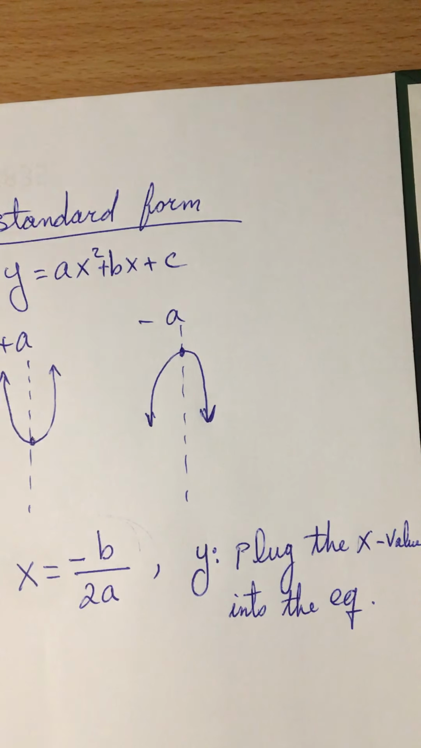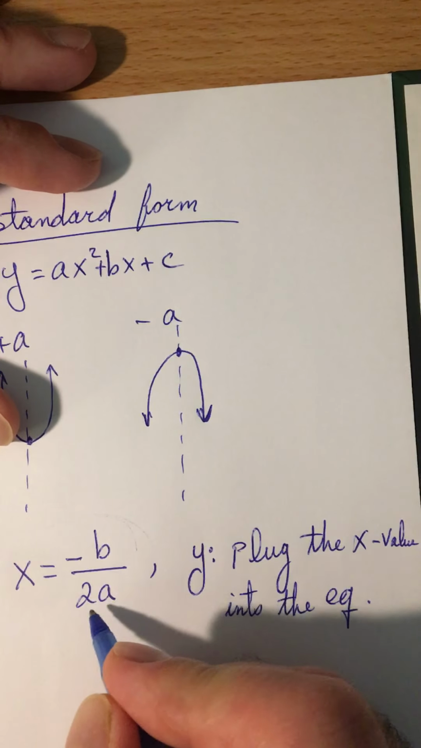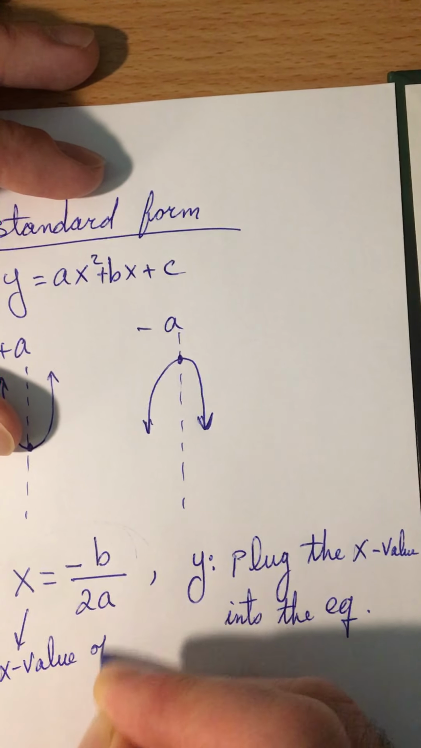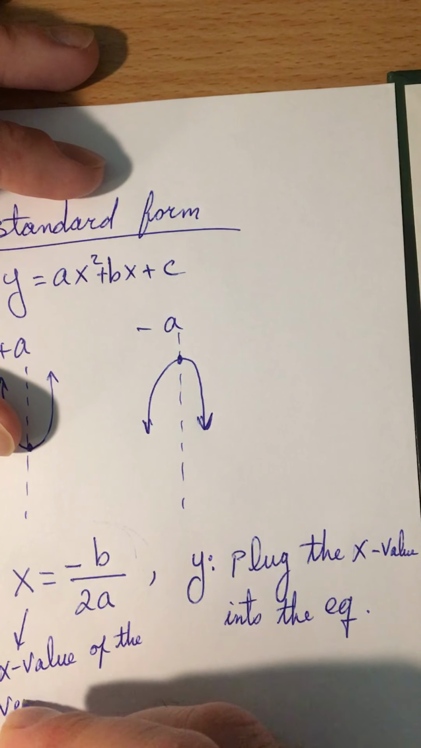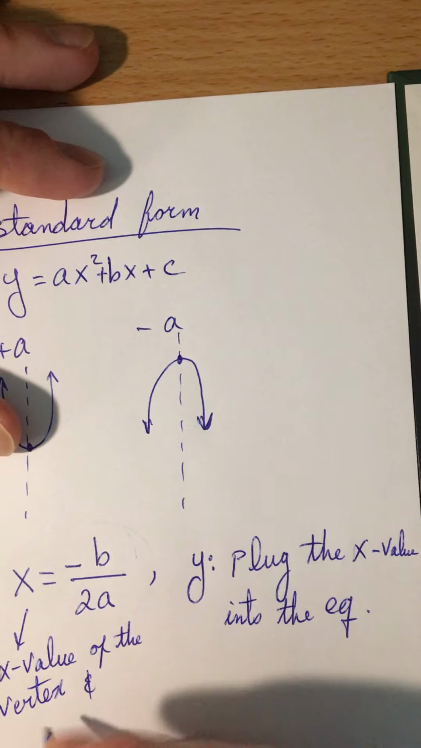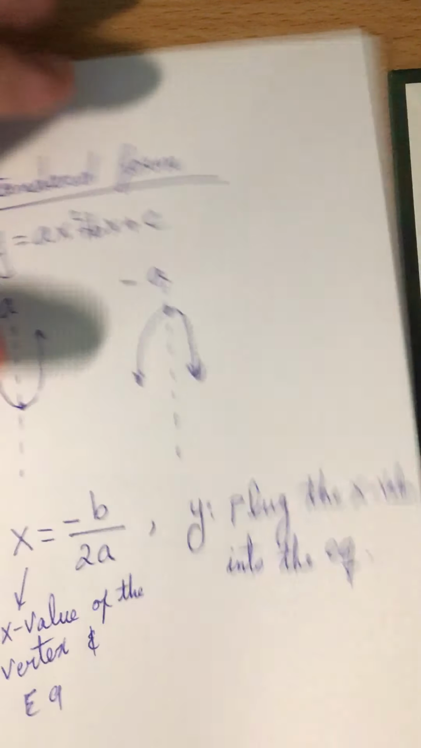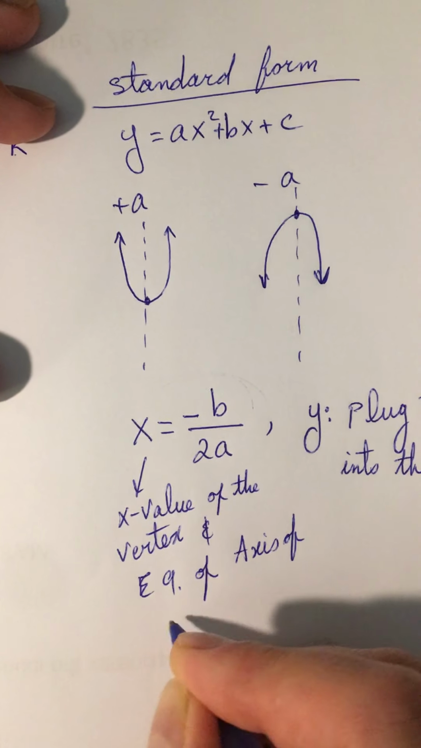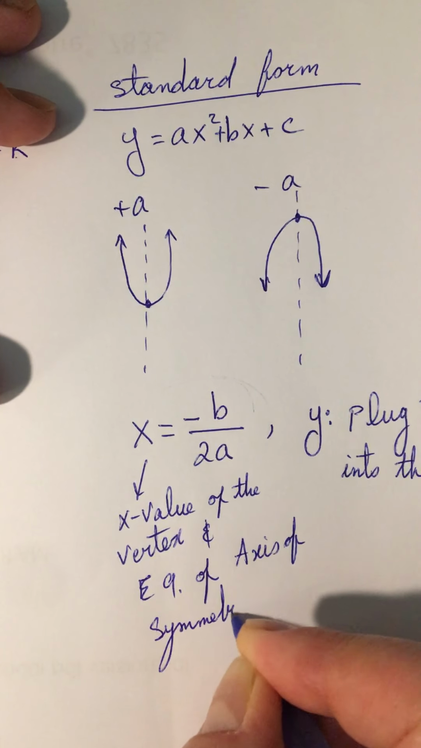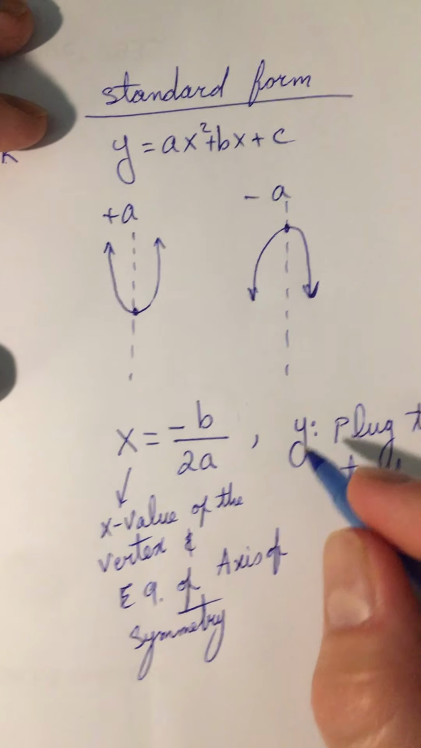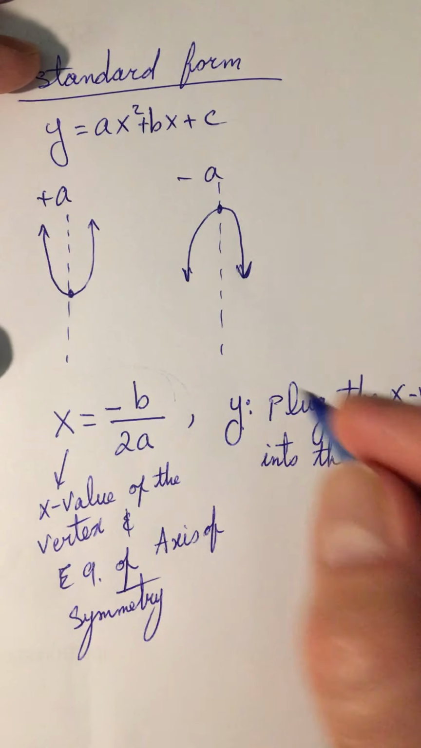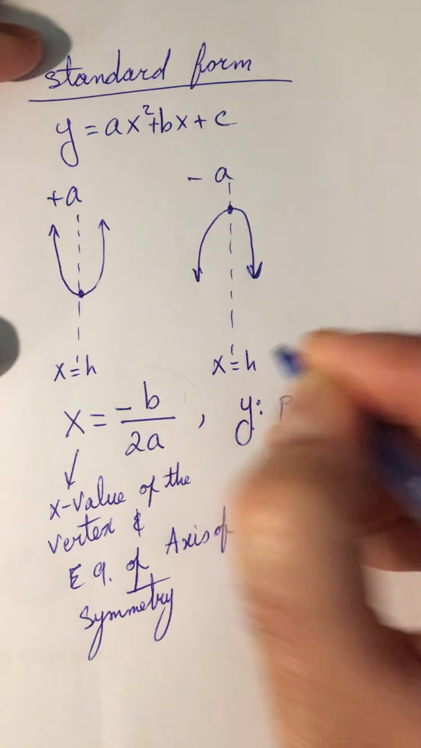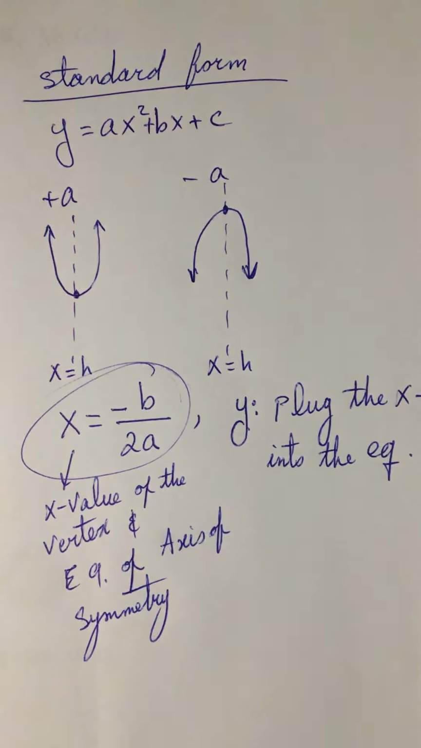This one also gives you the equation of the axis of symmetry. So this is not only the x value of the vertex, but also the equation of the axis of symmetry. And plugging in gives you the y value of the vertex. The equation of the axis of symmetry is always x equals h, whatever your h value is, and this will give you the h value.